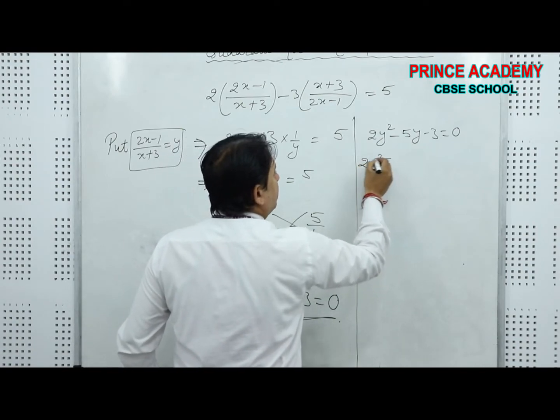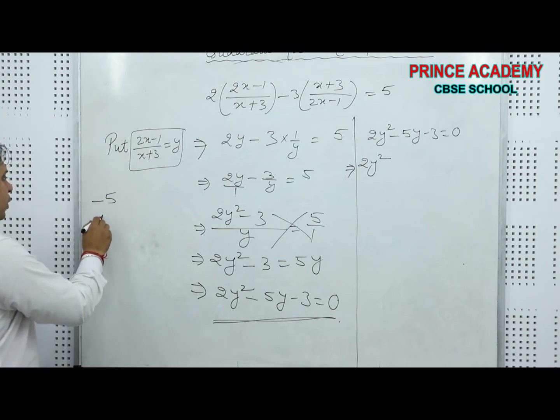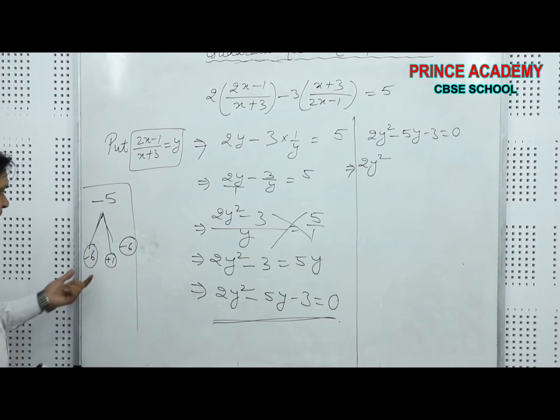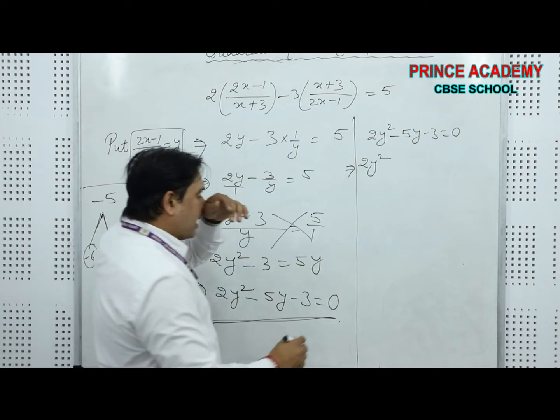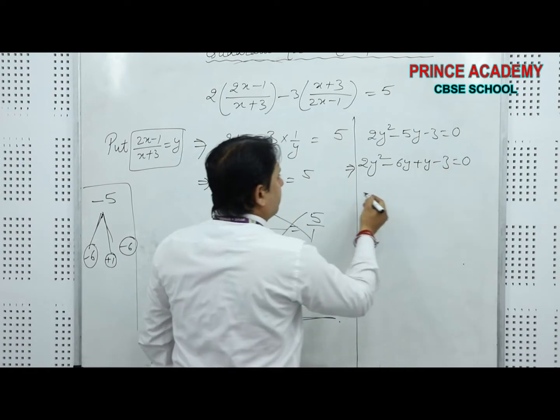And it can be factorized like this: minus 5 is to be broken, and the product should be minus 6. Minus 6 plus 1 is minus 5. Okay. Minus 6y plus y minus 3.